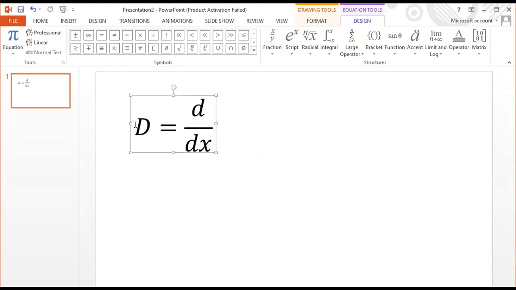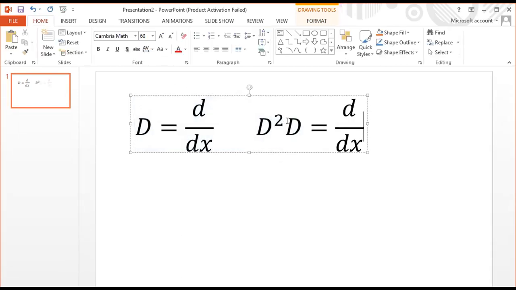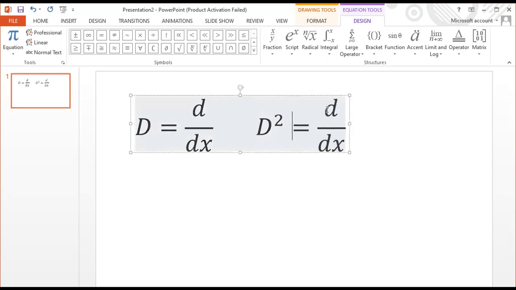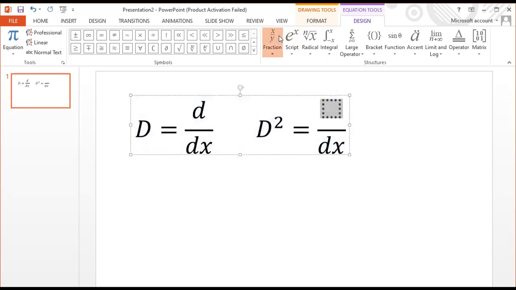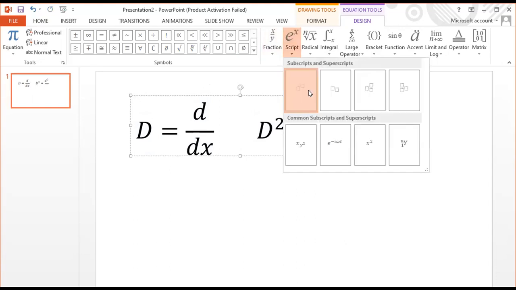If that is the case, then what about D squared? I will have my D squared to be equal to the second derivative. So in that case, I will need to differentiate k twice.